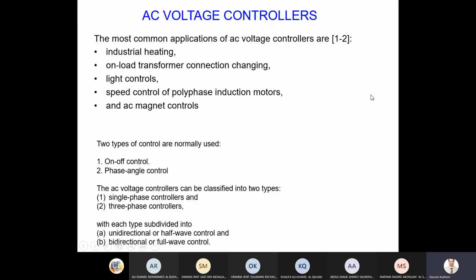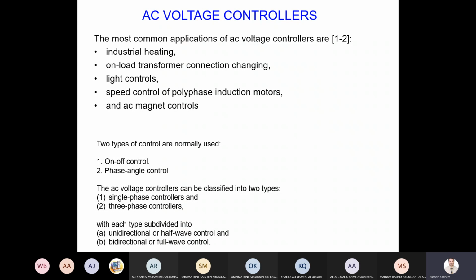Okay. Now, just let me remind you what we discussed until now. We started this topic, which is power electronics, by discussing rectifier first, then DC-DC chopper, and we completed also inverter. The last circuit to be discussed here is the AC voltage controller.